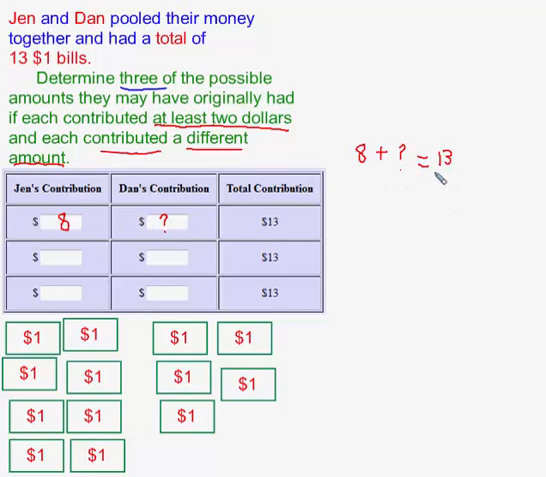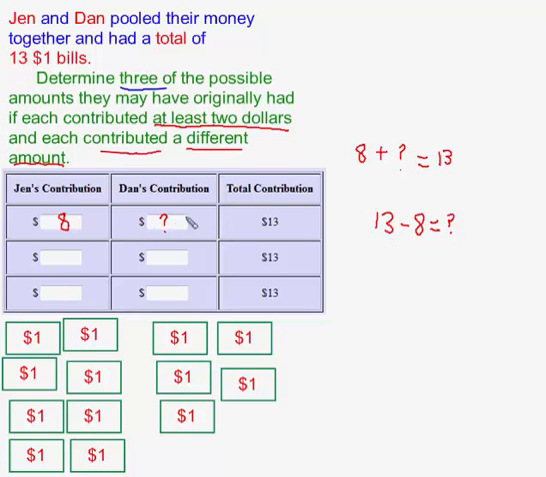It's also important to know the relationship between addition and subtraction. Jen's contribution plus Dan's contribution has to equal $13, so that means since there's $13 total, another thing you could say is that if you took the whole amount, the $13 here, and took away the $8 that Jen gave, that would have to give you the remaining amount, which is what Dan contributed. So that would be the question mark here. So addition and subtraction are related in this way.